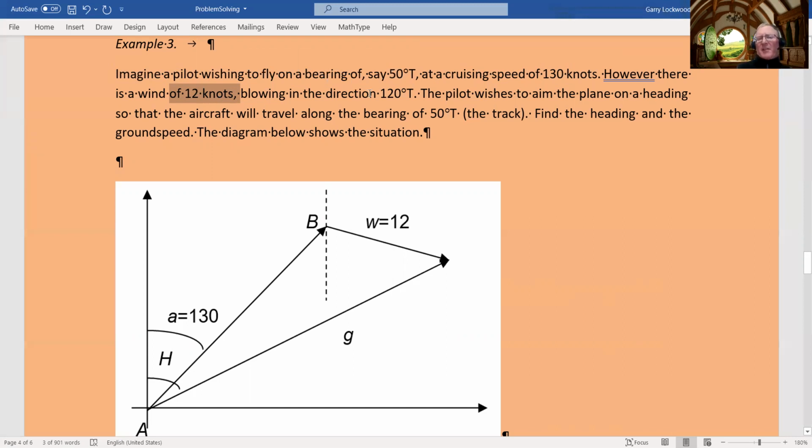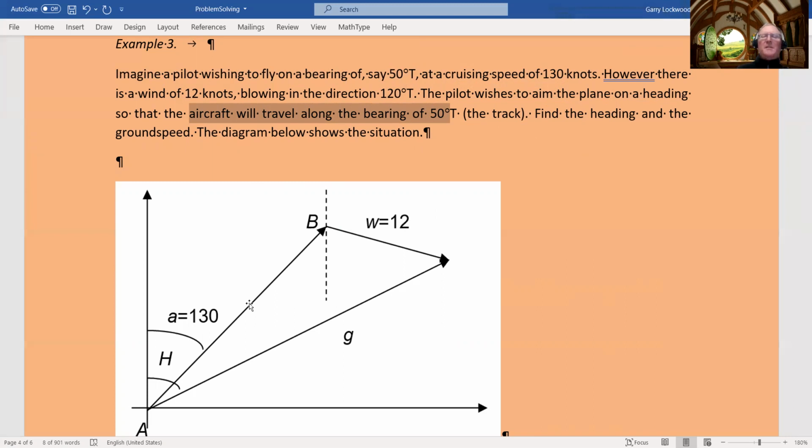But if you want, you can think of that in terms of kilometers per hour. It doesn't actually matter. The method of solution will still be the same. That is blowing in the direction of 120 degrees true. Now, the pilot wants to aim the plane on some heading so that the aircraft will in fact travel along the bearing of 50 degrees. We want to find the heading and the ground speed.